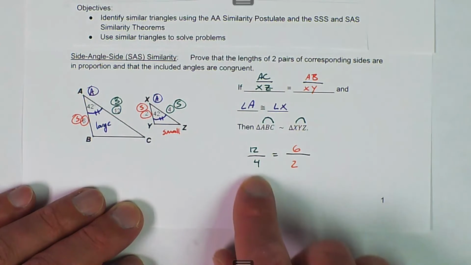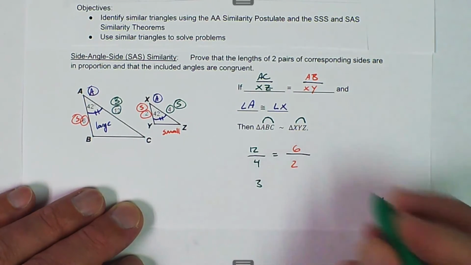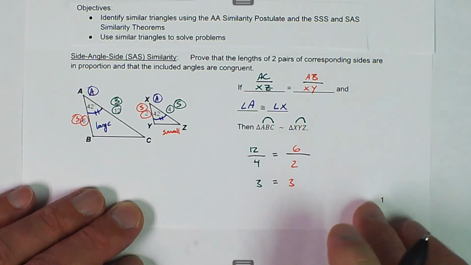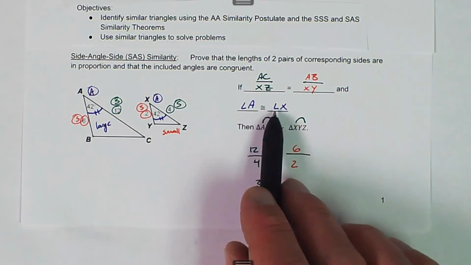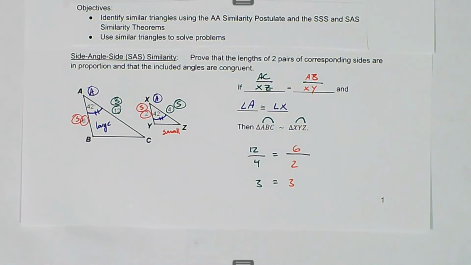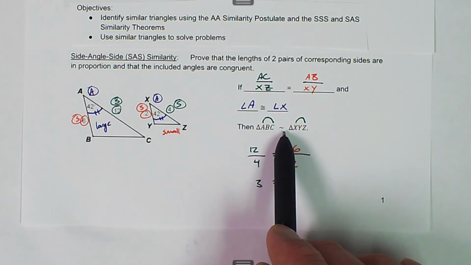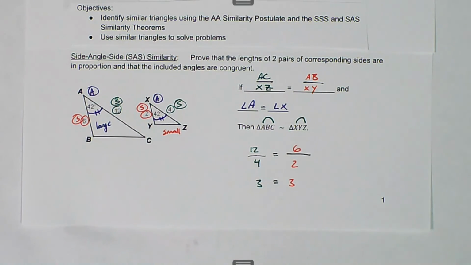So 12 divided by 4 is 3. And 6 divided by 2 is also 3. So these two ratios are equal. So because we have two sides that have equal ratios with the included congruent angle, then triangle ABC is similar to triangle XYZ by side angle side similarity.